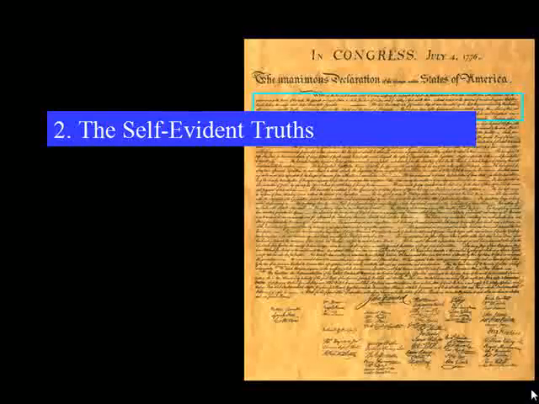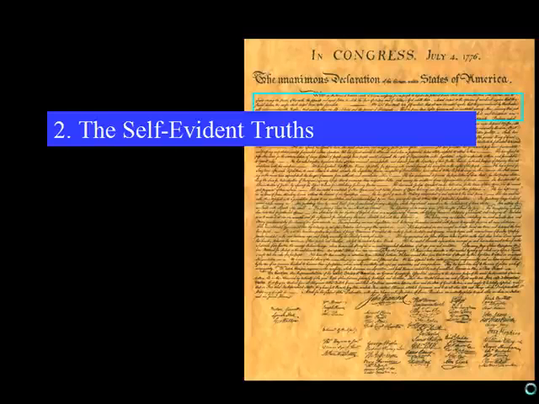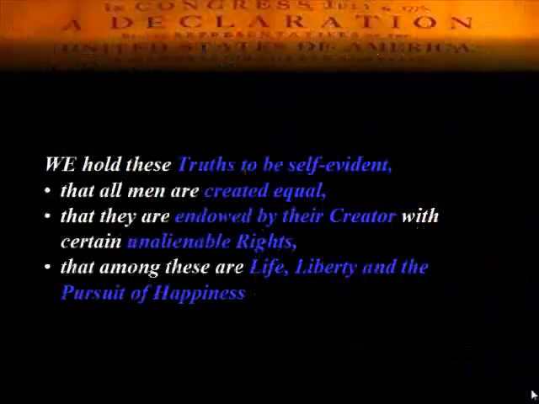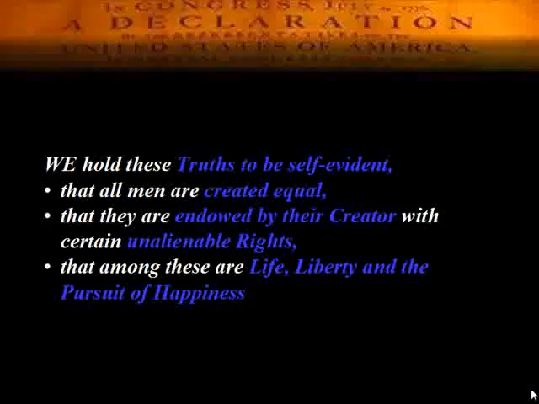And so in this first paragraph, the most important thing of the four we've just looked at are these self-evident truths: that we're created equal, that we're endowed by our Creator with unalienable rights, and those rights among many would be life, liberty, and the pursuit of happiness.